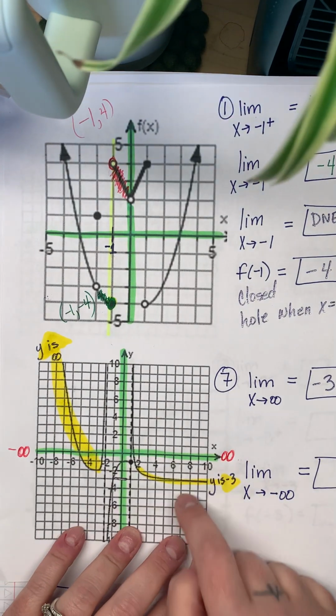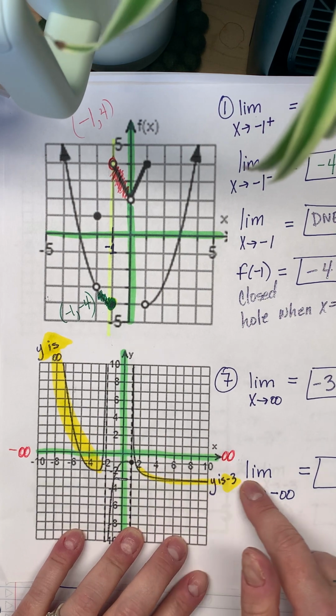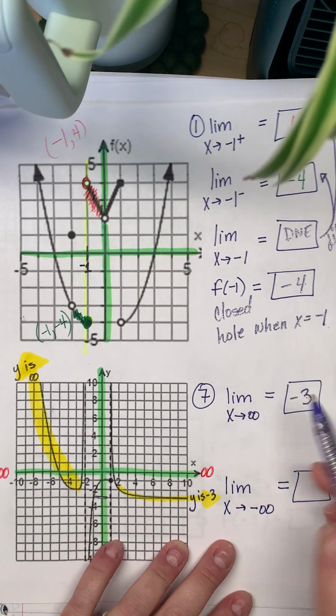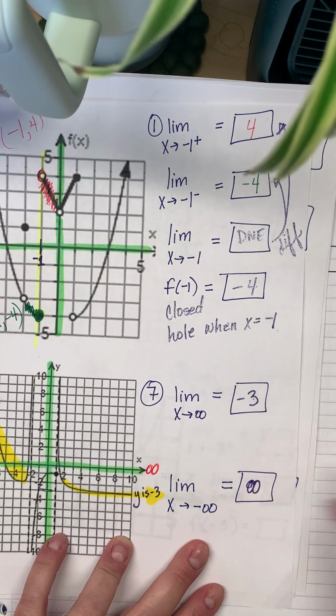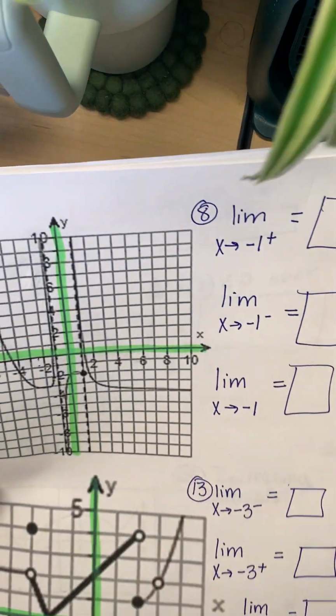The limit on this right side was -3 because it goes down and then it levels off at -3 forever. So the first one was -3. The second one was infinity. Okay, let's look at number 8.